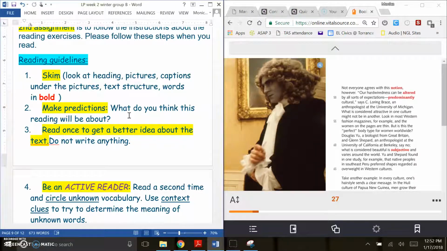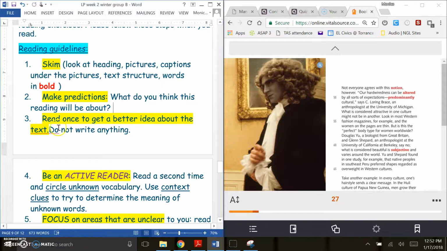It's important to make predictions because they're going to help you warm up and start thinking about the vocabulary that you might see in this reading. Okay, so making predictions helps you warm up. Take a moment and think about what you think these pages are going to be about. All right, once you do that, you're going to go to the third step.